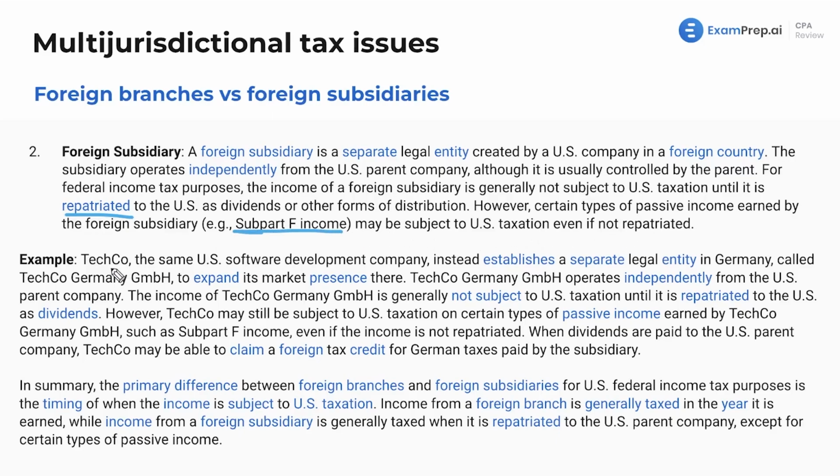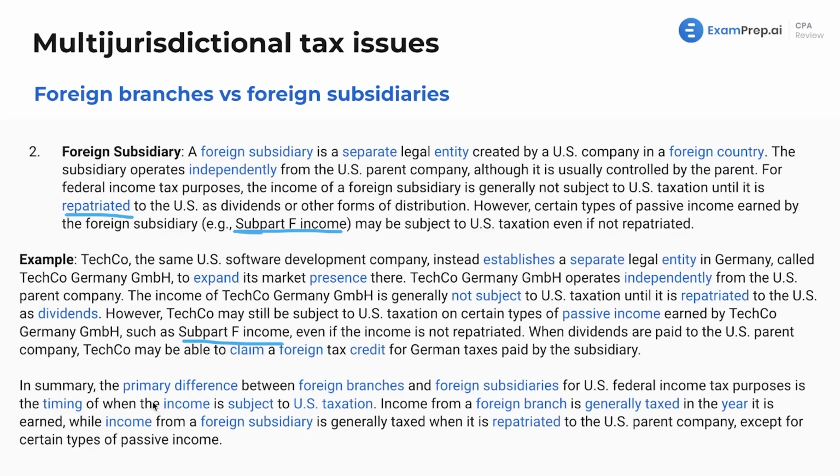Let's look at another example here. We've got the same tech company. The same U.S. software development company instead establishes a separate legal entity in Germany called TechCo Germany, GmbH, to expand its market presence here. TechCo Germany operates independently from the U.S. parent company. As such, the income of TechCo Germany is generally not subject to U.S. taxation until it's repatriated to the U.S. as dividends. However, TechCo may still be subject to U.S. taxation on certain types of passive income earned by TechCo Germany, such as Subpart F income, which, again, we will see later on, even if the income is not repatriated. When dividends are paid to the U.S. parent company, TechCo may be able to claim a foreign tax credit for German taxes paid by the subsidiary.